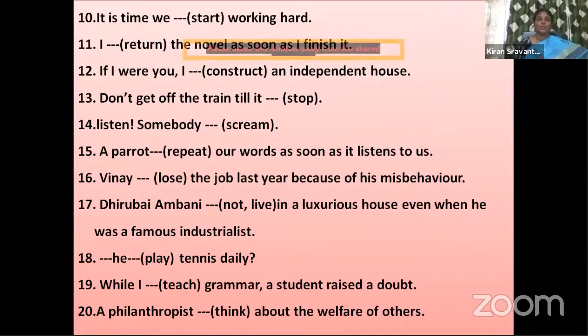Then 16th one, Vinay (lose) the job last year. Last year is the hint that we are getting here, which shows that this sentence belongs to past simple. Last year, yesterday, ago, a moment ago, a month ago, all those we find in past simple. So, Vinay lost the job last year because of his misbehavior.